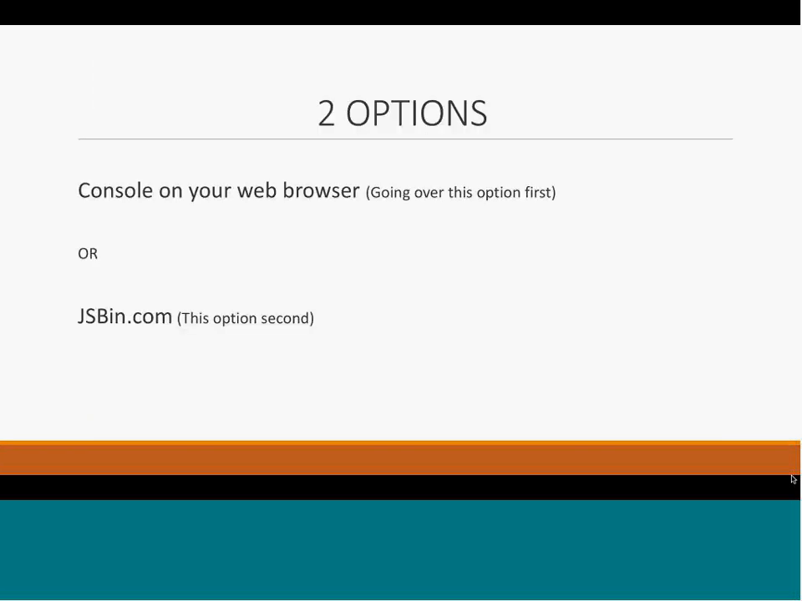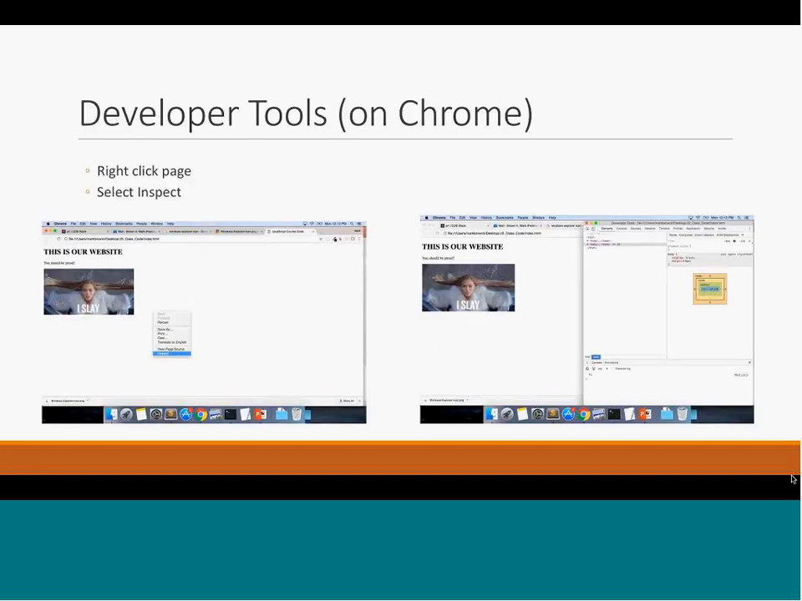Going forward, you have two options when dealing with JavaScript for this course. Use a console on your web browser, on the screen that you have, or you can use jsbin.com, which is what we just opened. What you're going to do is right-click on it, and there should be an option that says Inspect. When you click Inspect, it should launch your dev tools, as we call them.